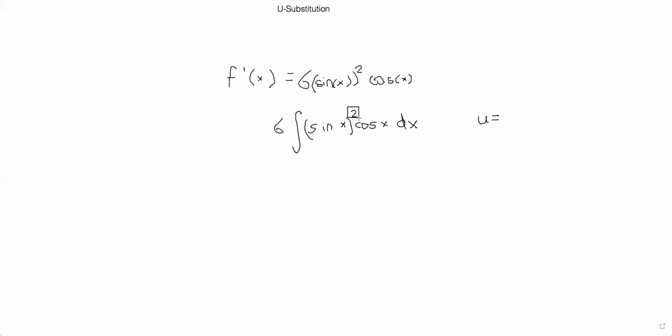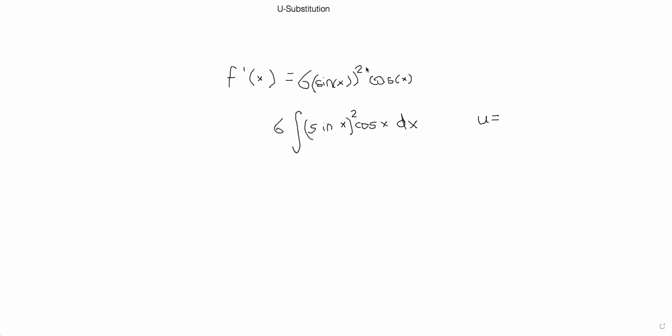We can see that this 2 would be a really nice outer function. This sine of x would be a really nice inner function. So we can tell for sure that this is going to be a really good candidate for u because it's an inner function. It has to be an inner function for this to work properly. That's one condition. The other condition we have to follow if we want to use u sub is we have to have the derivative of that inner function somewhere in the integral.